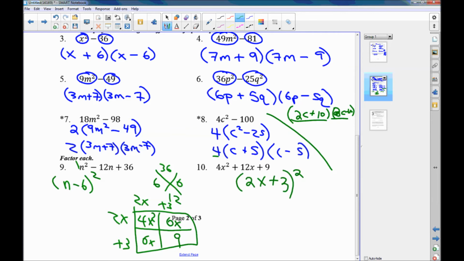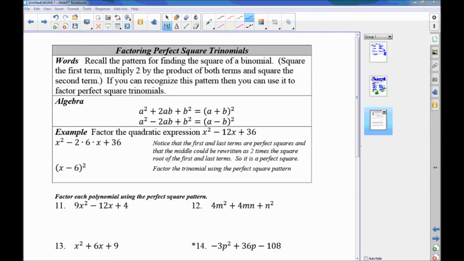Okay. Let's flip it over and look at this pattern. Okay, factor perfect square trinomials. Okay, so recall the pattern for finding the square of a binomial. Square the first term, remember? Multiply 2 by the product of both terms, and then you square the second term. If you can recognize this pattern, then you can use it to factor perfect square trinomials back out into a square binomial. Okay, it's a little harder pattern to recognize. But here's a tip-off. If the numbers are really big on the ends and they're perfect squares, probably this pattern is what you're looking for. Okay, it'll speed up your work a little bit.